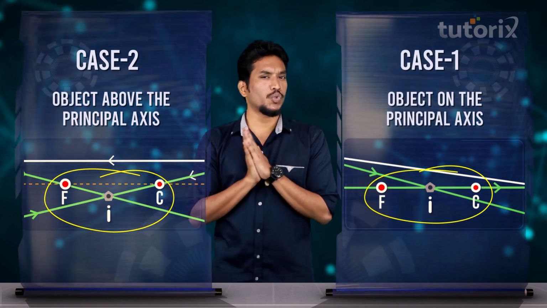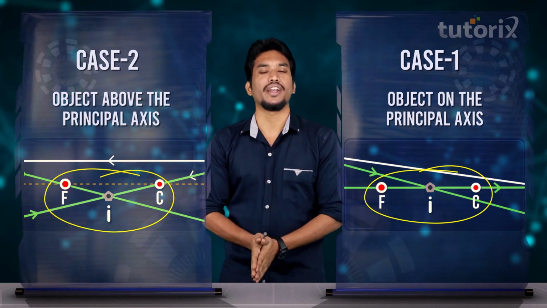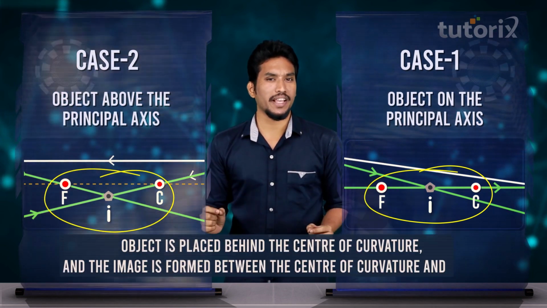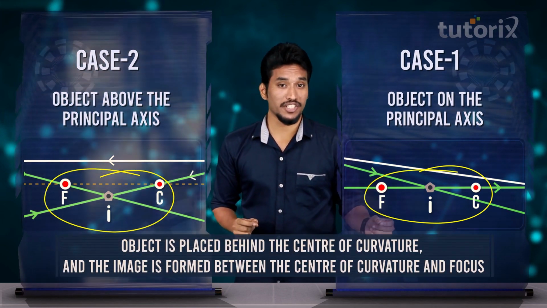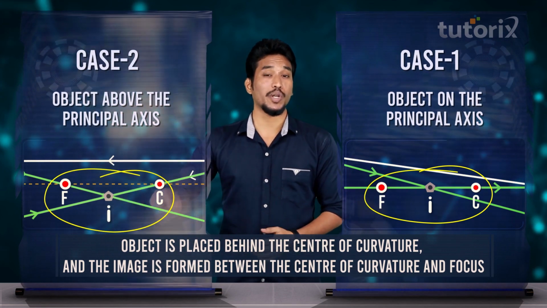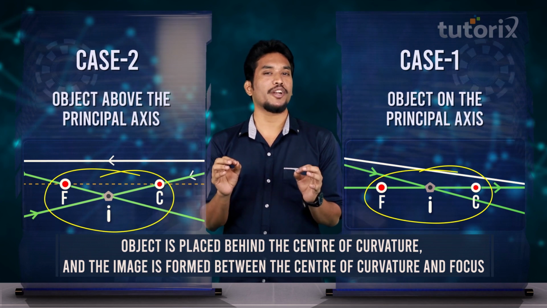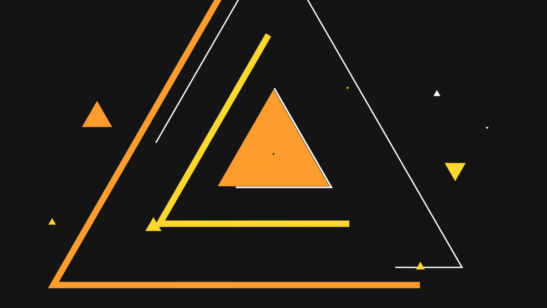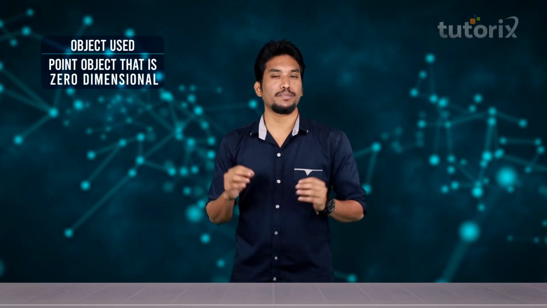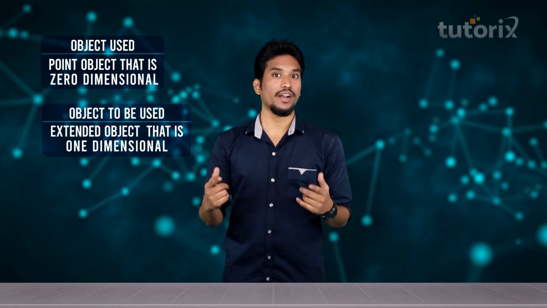Now with these two cases, what is the common thing that you can find? The object that is placed is behind the center of curvature, and the image that is formed is between the center of curvature and the focus. So this is the important point that you have to note. Until now we have discussed point objects, which are 0-dimensional, right? Now let's discuss extended objects, which are 1-dimensional.